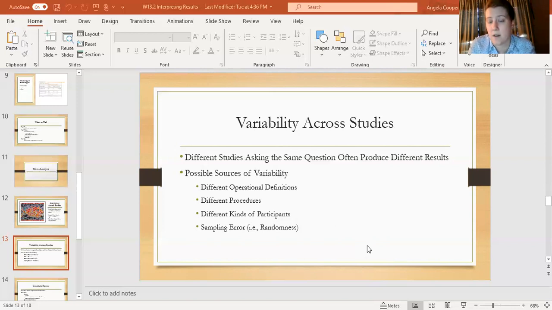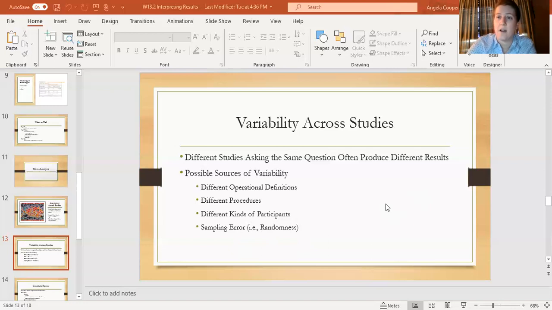Sampling error, that's always a cause as well. You can just have errors when it comes to your sampling and how it's not true randomness in terms of applying them to your conditions, or obviously to gathering participants in general. We don't really have a true random sample, because a random sample means that every single person in your population has an equal chance of being in your study.